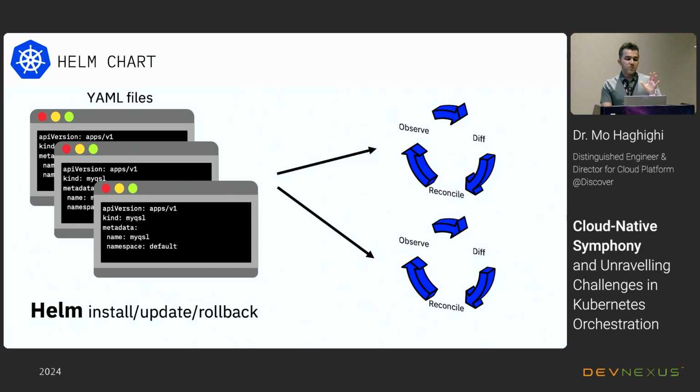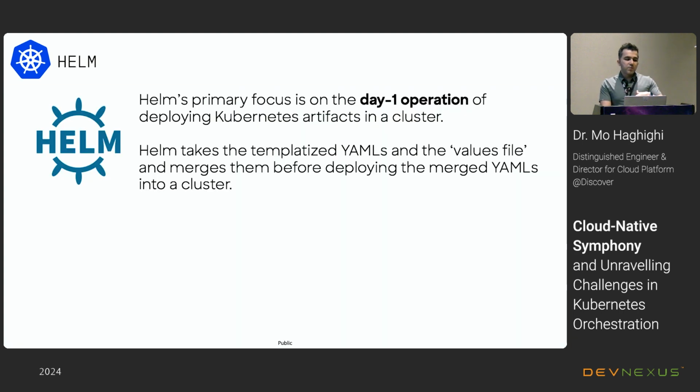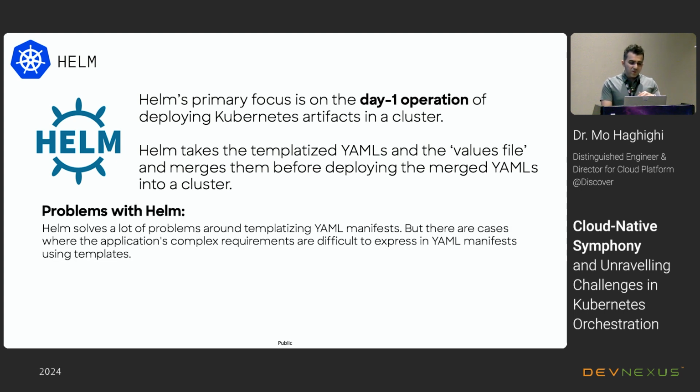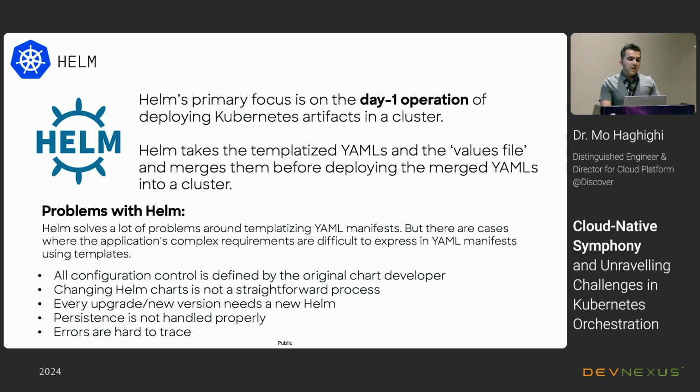Again, I don't want to go much into details, but the important point here is Helm's primary focus is on the day one operation. It uses that to make sure that your cluster is always up and running and has all the necessary configuration that you desire. But the problem with Helm is, there are cases where complex application requirements can't actually be expressed in YAML, and some of them, in a hierarchical manner, you can't make that happen. And if you have a very complex operation or knowledge for your application, you can't embed that into YAML.